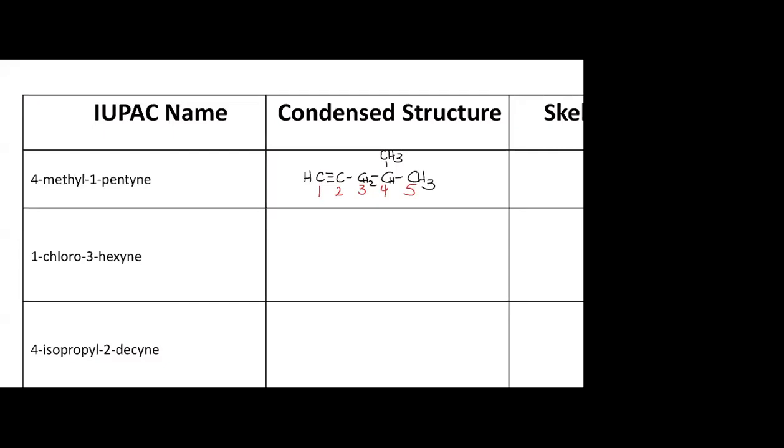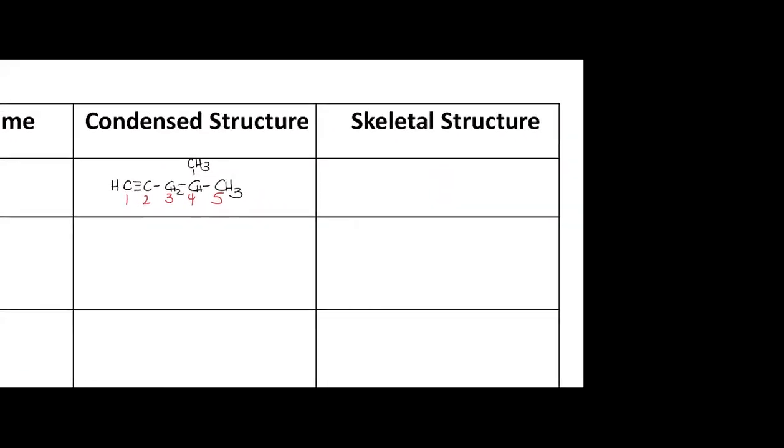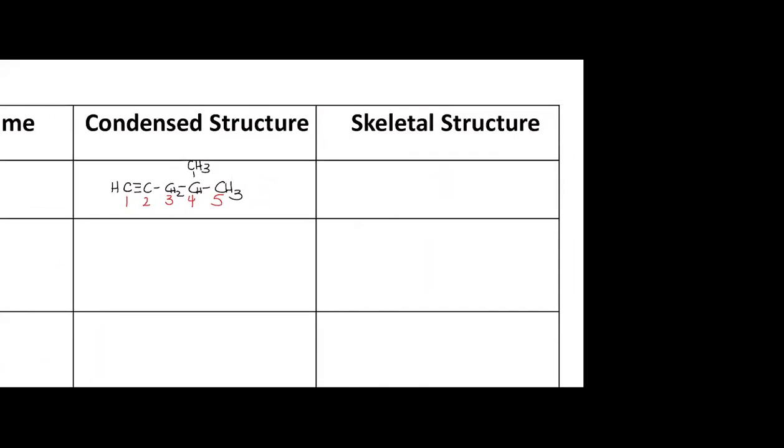Great. So this is the condensed structure for my 4-methyl-1-pentyne. Now, when it comes to the skeletal structure, let me give you guys this disclaimer. Understand that many of the structures that I show you guys are generated through a computer program. And my computer program actually takes into account if something has a particular electron group geometry. So that's why when you look at some of these structures, they may look like a long line, and you guys may be wondering, wait, how many carbons do I have?